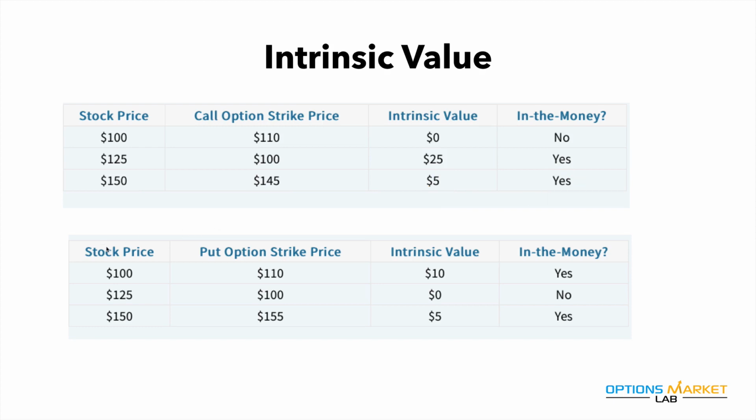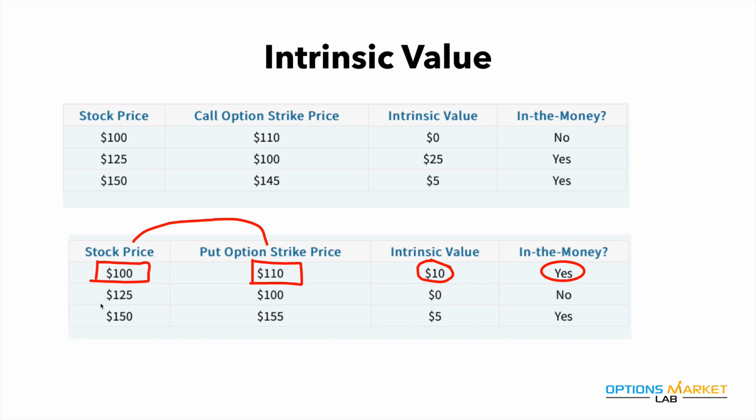For puts, again, it's the opposite way. Keep in mind, when we are trading puts, we are bearish and we anticipate the stock price to go down. So if the stock price is at $100, the put option strike price is 110. That means we are already in the money. We have an intrinsic value of $10 because we take the strike price and we minus it from the stock price, which gives us $10.